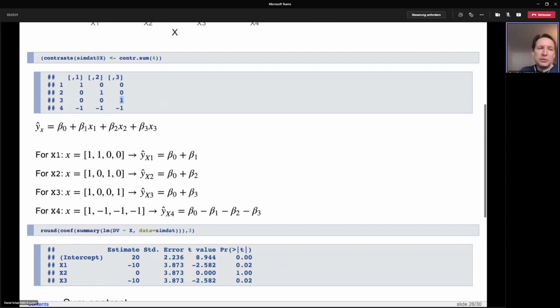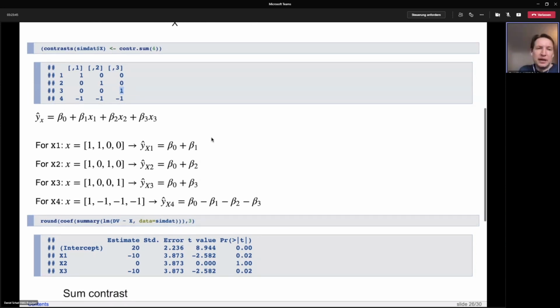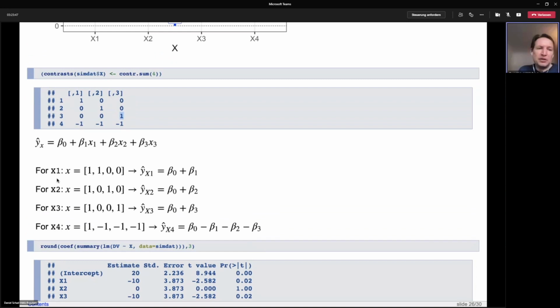If we go back to our regression equation, the predicted data is a function of the intercept, slope 1 times x1, slope 2 times x2, and slope 3 times x3. We can again make predictions for the dependent variable.